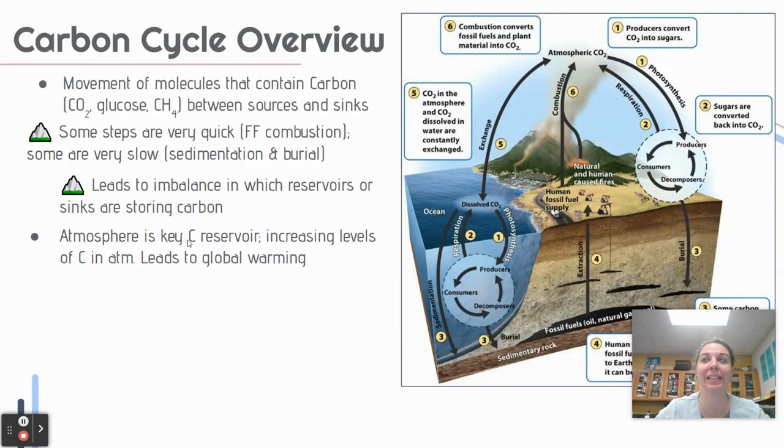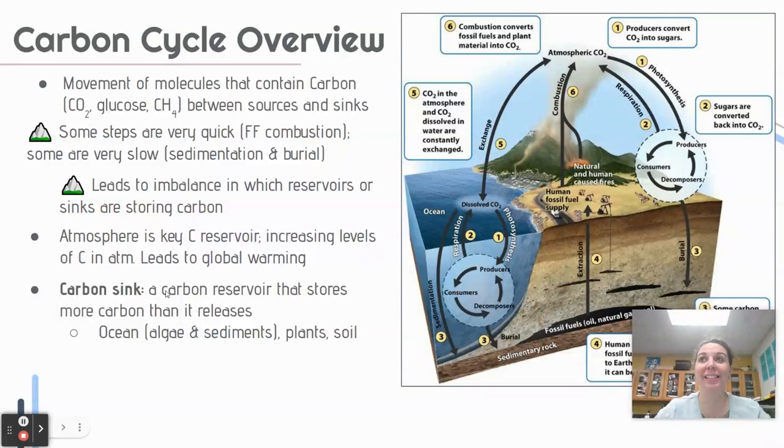So the atmosphere is a key carbon reservoir. It holds a lot of carbon, which is a good thing, but understand that those increasing levels of carbon in the atmosphere are leading to global warming. So a carbon sink is just any reservoir that's going to hold more carbon than it releases. An example there would be the ocean, so algae and sediments.